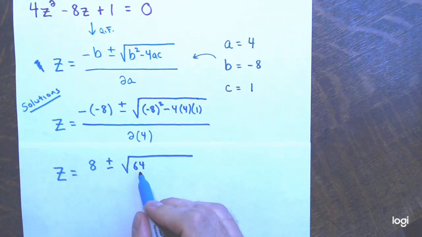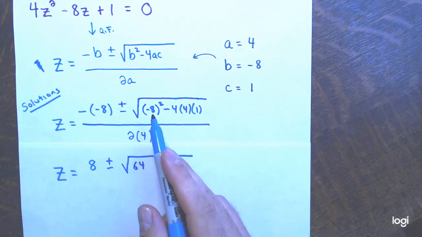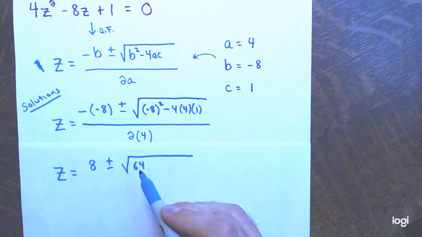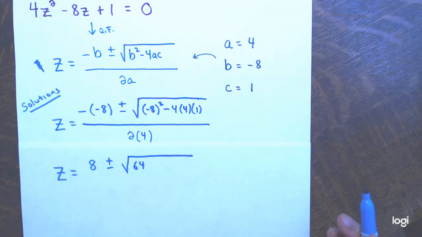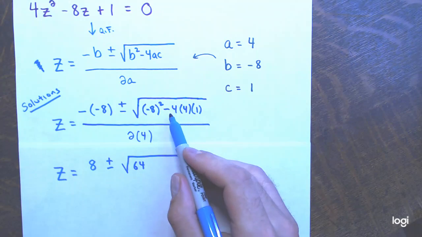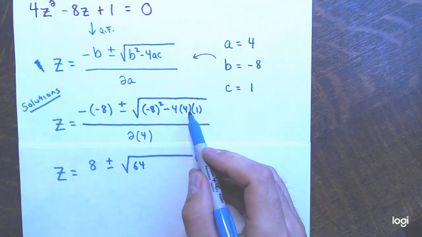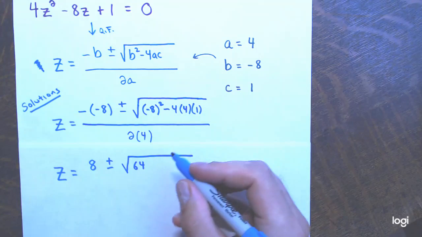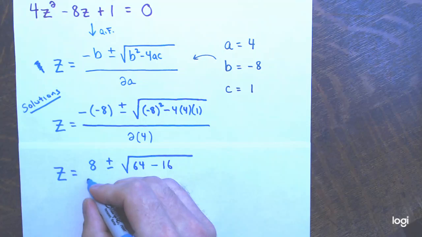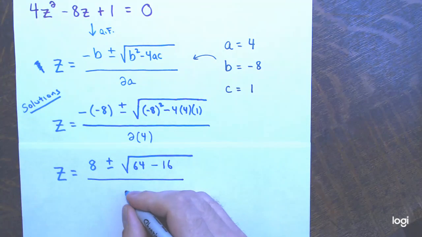And I hope you understand that if our coefficients A, B, and C are real numbers, when you do b squared, that's going to be a non-negative number, right? Whenever you take a real number and square it, you end up with a non-negative number. So that's non-negative 64. And then we have minus 4 times 4 times 1. 4 times 4 times 1 is just 16. So minus 16, all in the square root. And then all that divided by 8.